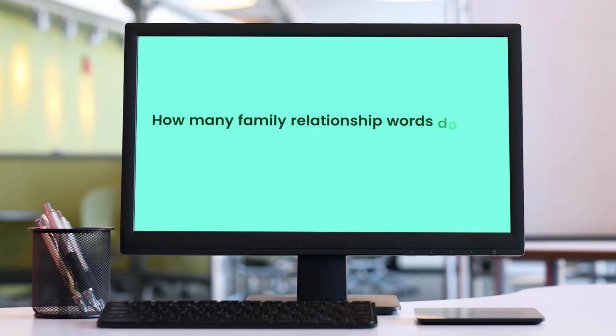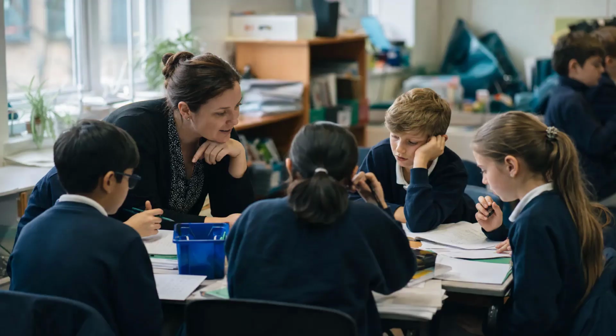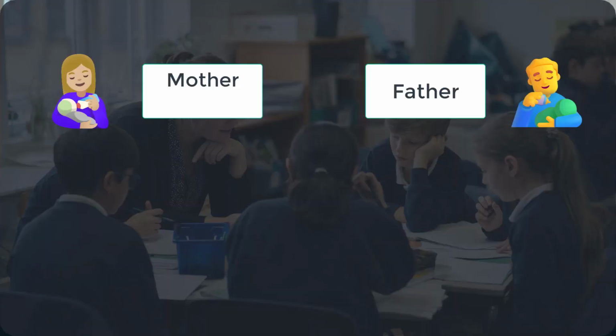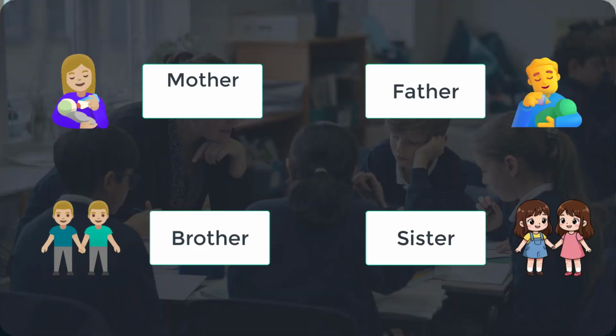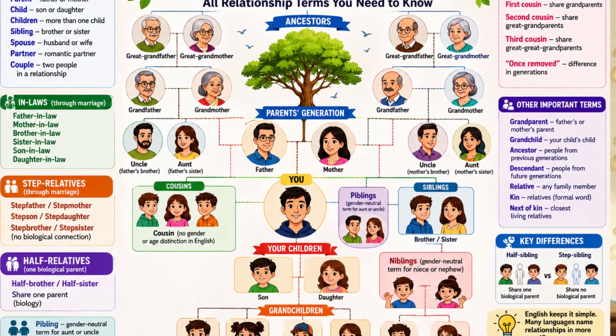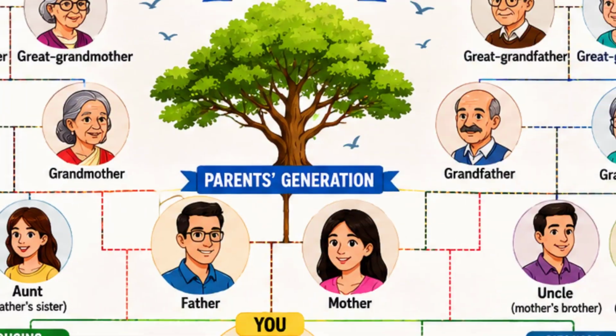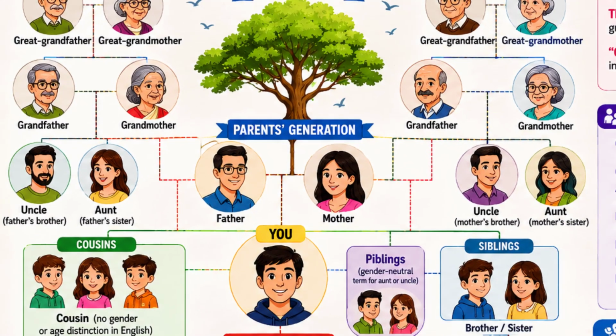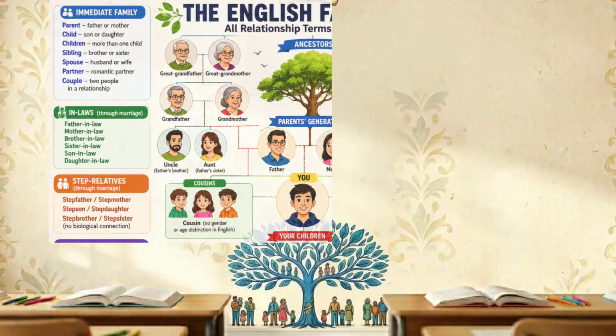How many family relationship words do you actually know in English? Most learners know the basics: mother, father, brother, sister. But English actually has a much bigger system, covering marriage, generations, and extended relatives. Let's break it down clearly.